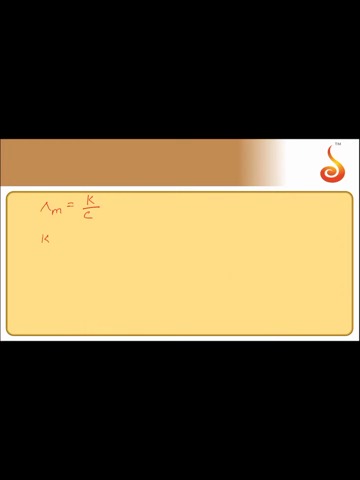If K is in Siemens meter inverse, concentration is moles per liter. Generally we will consider here 1 liter is equal to 10 power minus 3 meter cube. So we can consider the concentration as mole per 10 power minus 3 meter cube, or else we can take it as 10 power 3 into mole per meter cube, that is the concentration.